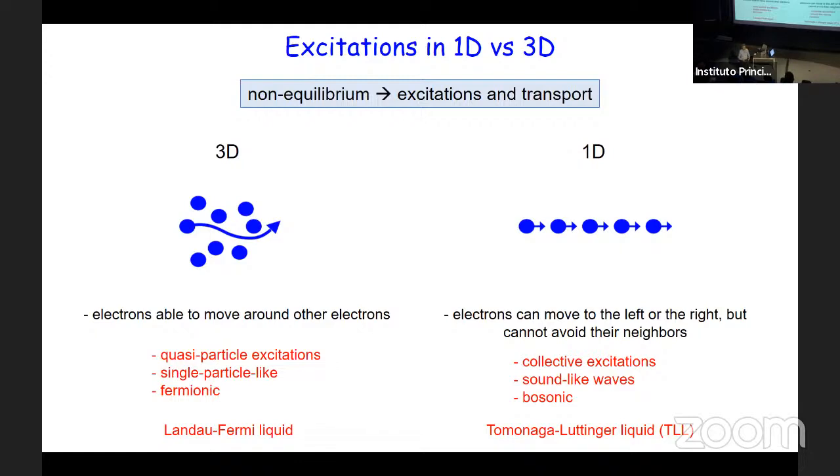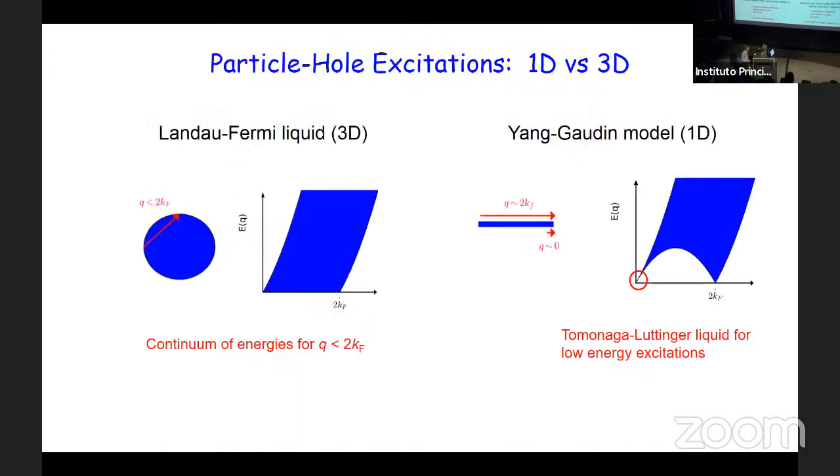That means every excitation is a collective excitation. Every excitation is collective in 1D. And so the excitations turn out to be sound-like, meaning that they disperse linearly, and they're given by bosonic operators, and was described first by Tomonaga and Luttinger in a theory which is now called the Tomonaga-Luttinger liquid theory. In the Tomonaga-Luttinger liquid theory, the prime prediction that they have is the separation of velocities between spin and charge. So let's see how that works.